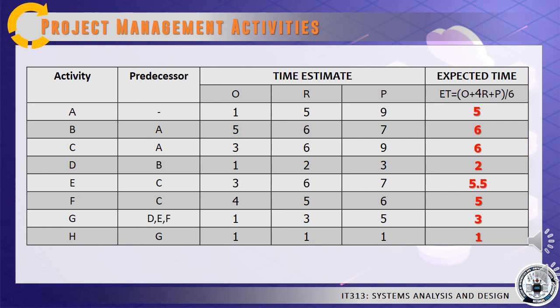And then proceed with the addition. That would be 1 plus 20 plus 9. We'll have a sum of 30. Divide by 6. So that's why we have our expected time as 5. The same procedure, the same formula will be used for activities B to H.